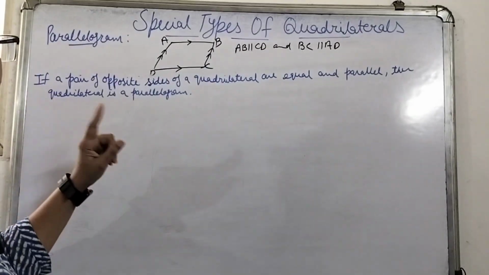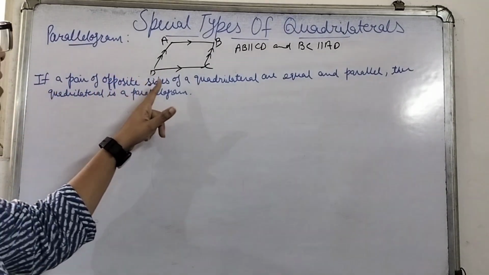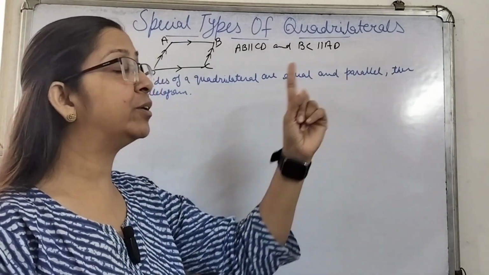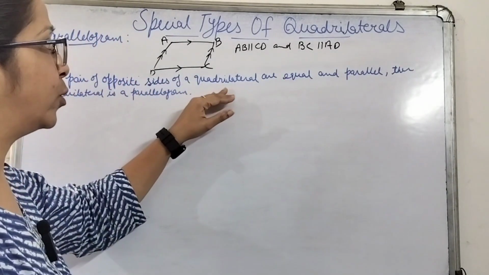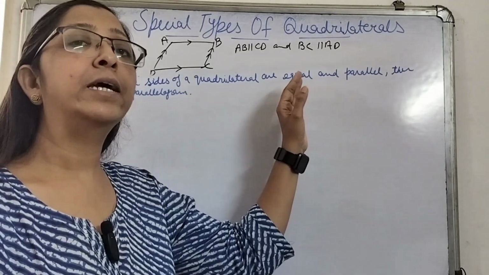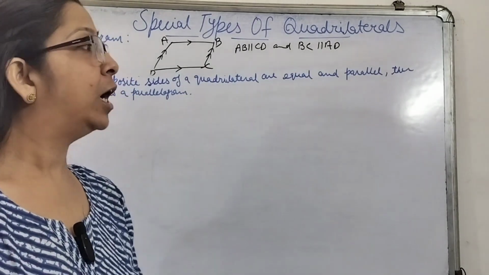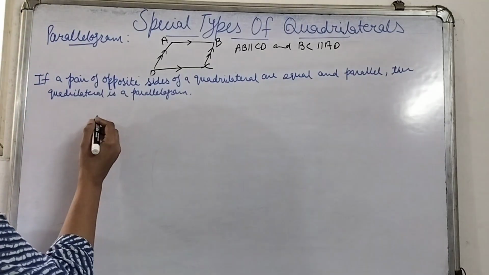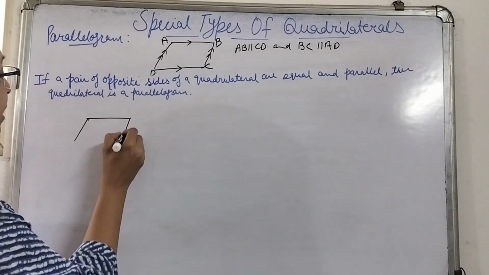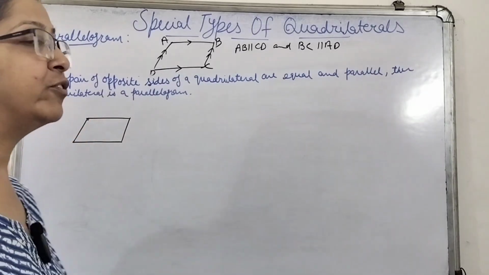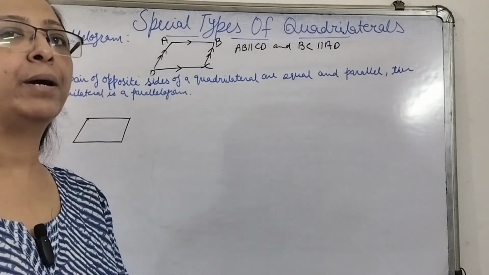If in a given quadrilateral, a pair of opposite sides are equal and parallel, only one pair of opposite sides is equal and also parallel, then also we can say that the quadrilateral is a parallelogram. How can we say that? Just prove it. So we have taken a quadrilateral. It is not given that it is a parallelogram. We need to prove that it will be a parallelogram.